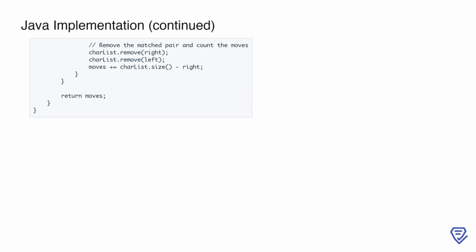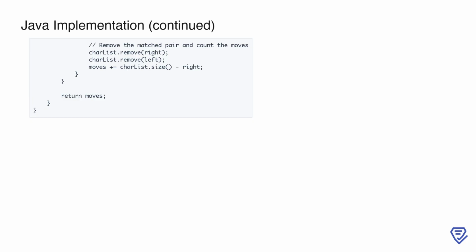Once a matching pair is found, we proceed to remove both characters from the list. This is done using the remove method for the right pointer first, followed by the left pointer. Since removing characters shifts the indices of the remaining elements, we update the moves counter by adding the distance between the original position of the right pointer and the end of the list. This accounts for the steps required to reposition the characters into their correct places for the palindrome.